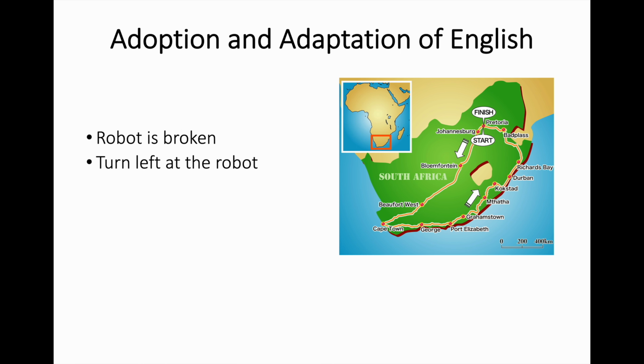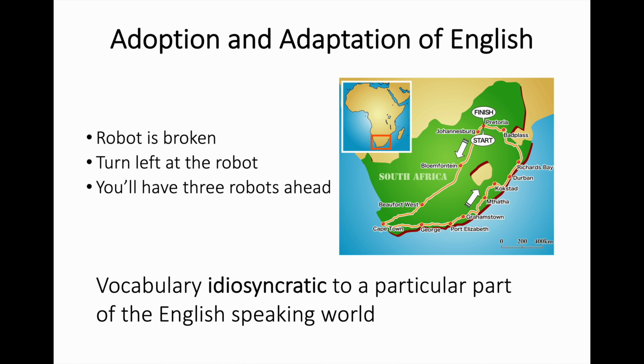Turn left at the robot. You'll have 3 robots ahead. In South Africa, robot means traffic lights. In this case, one can speak about words idiosyncratic to the South African variety of English.